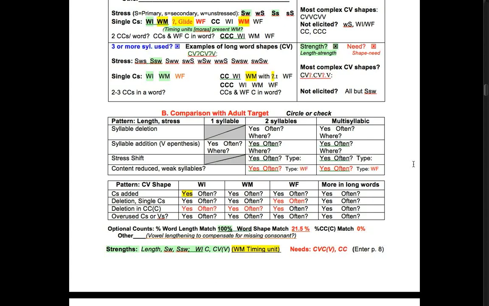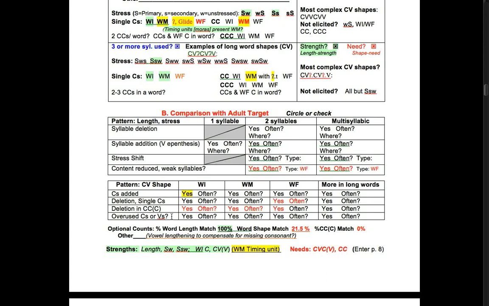Okay, so that was section A, looking at just the client's data. So what about section B, comparison with the adult target? In this bottom section, we can compare Craig's data to the adult target in terms of length and stress, including whether there are any syllable deletion, extra syllables added, or a change in stress patterns. It also has a spot to record the content of syllables in terms of CV shape. For instance, are consonants added or deleted? Are consonant clusters reduced? Or is there an overuse of any particular consonant or vowel?